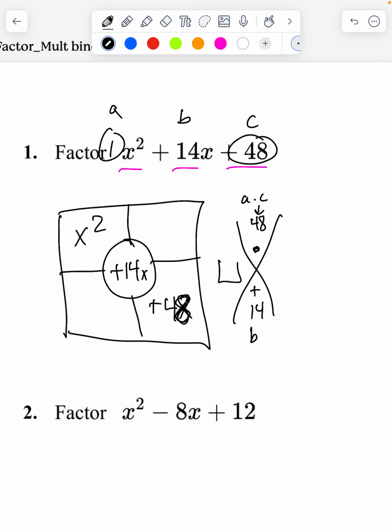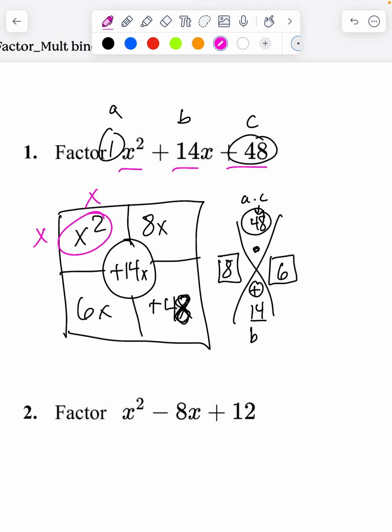So I'm looking for two numbers that will fit these requirements, and I think 8 and 6 will work because 8 times 6 is 48, and 8 plus 6 is 14. So in here, I'm going to put 8x and 6x, and my answer is going to be on the outside. So to get x squared, I'm going to do x times x. Boom, there we go, got that.